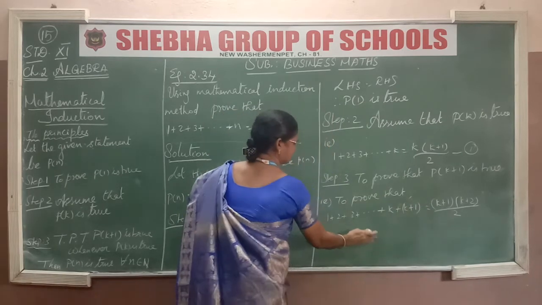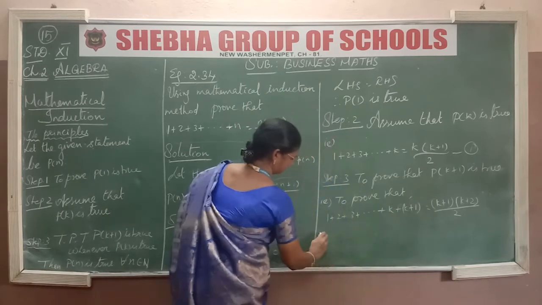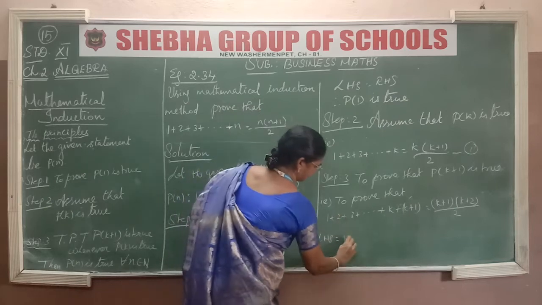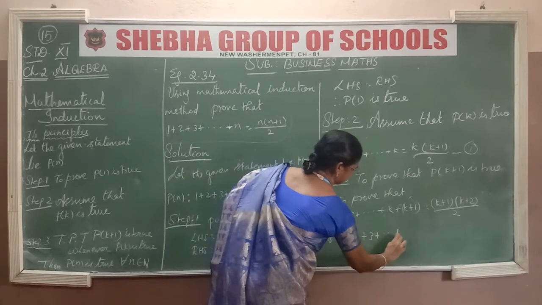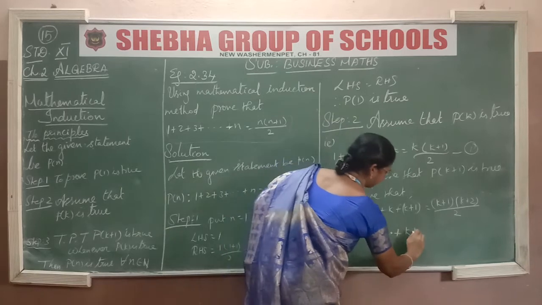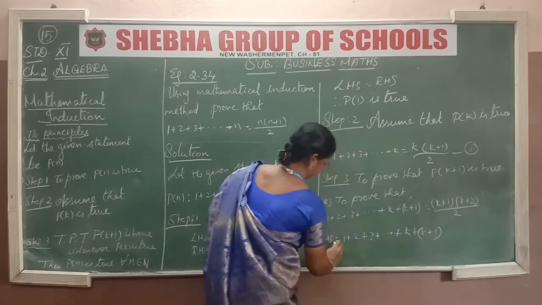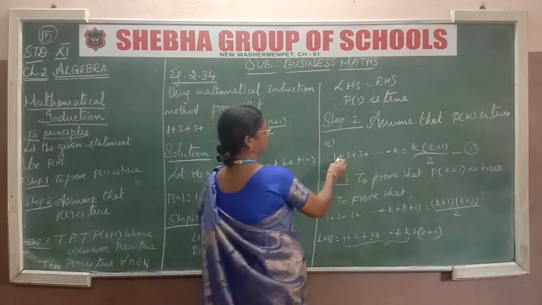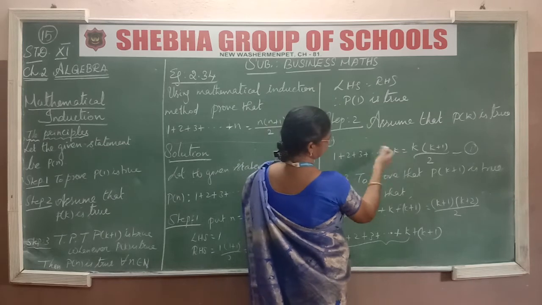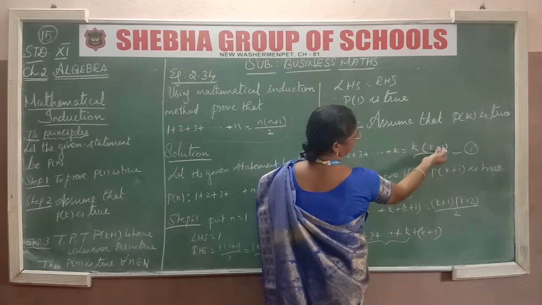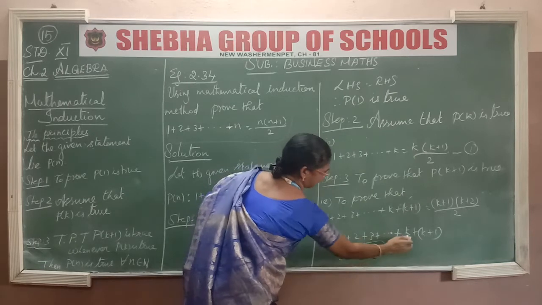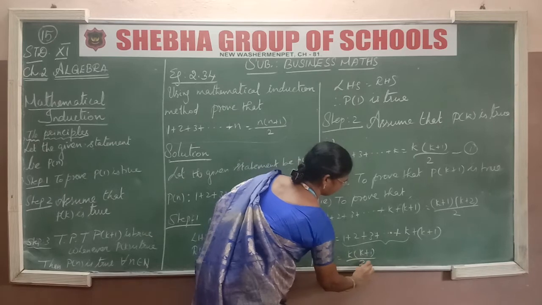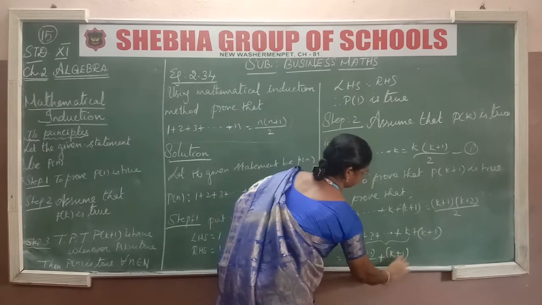First taking left hand side. Left hand side of P of k plus 1. Left hand side is 1 plus 2 plus 3 plus etc. up to k plus k plus 1. First 1 to k we use equation 1. In 1 plus 2 plus etc. up to k equal to what? k into k plus 1 by 2. We use this formula for this, that is k into k plus 1 by 2 plus k plus 1.